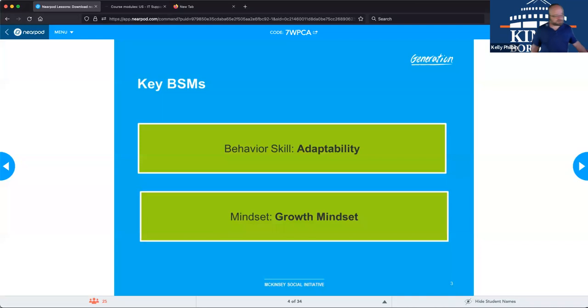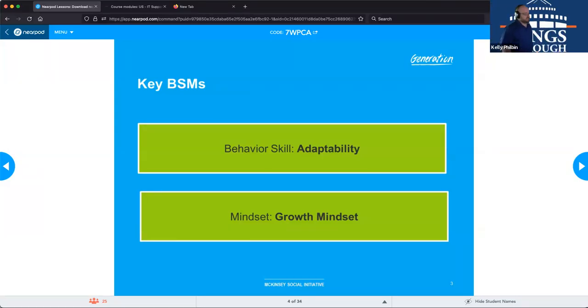All right. So, BSMs or behavior skills and mindsets we want to keep in mind throughout the course of this particular session is going to be growth mindset. We went over that one in depth yesterday. We learned our intelligence is not fixed. It changes over time. And like any muscle, if we exercise it, it can get stronger.